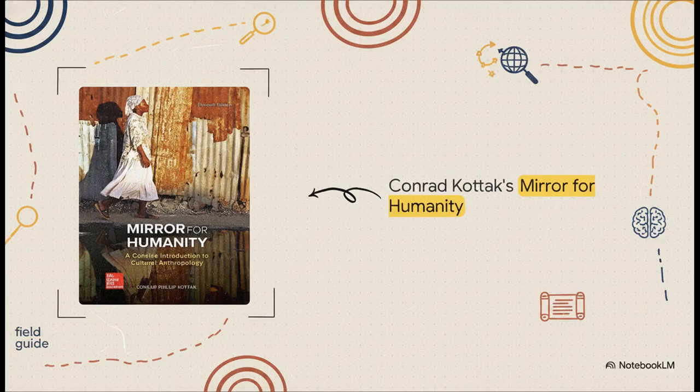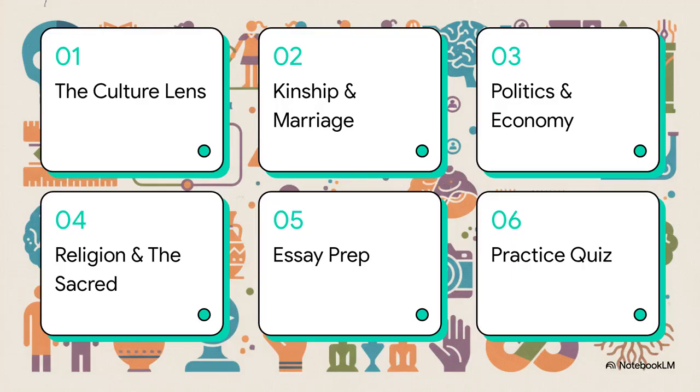We're going to be using Conrad Kottak's text as our primary field guide to zoom out from the individual mind to global society. This is basically going to give you the exact blueprints you need for test day. And here is our roadmap for today's explainer. We're going to start with the culture lens, move into kinship and marriage, hit politics and economy, touch on religion, do some essential essay prep, and finally run through a quick practice quiz. We're progressively zooming out from the concept of culture itself all the way to global interconnectedness.